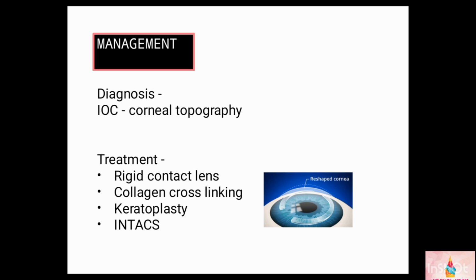So this is about the diagnosis. Collagen cross-linking, rigid contact lens, keratoplasty, and Intacs are commonly used in the management of keratoconus. So let's solve a few MCQs.